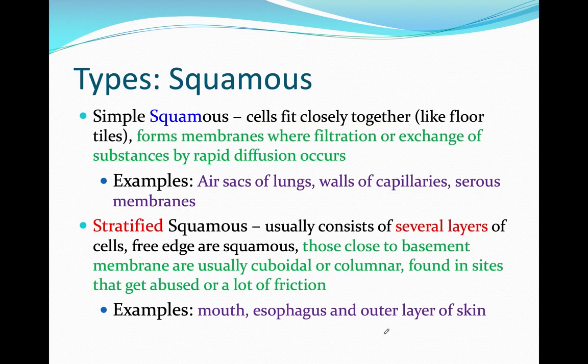All right, so let's look at this. So squamous is my first type. So it looks like a scale. If it's simple, that means that I have 1 scale. Stratified squamous means that I'm going to have many layers.